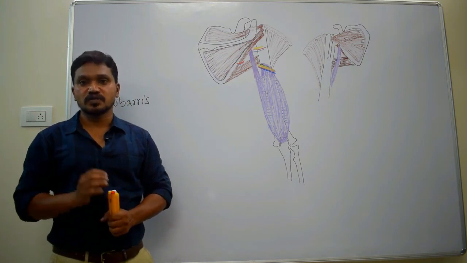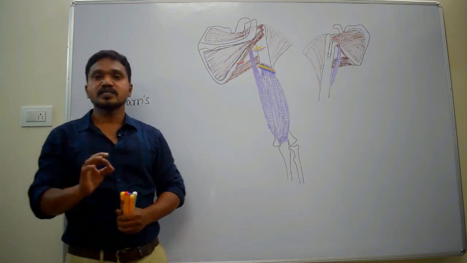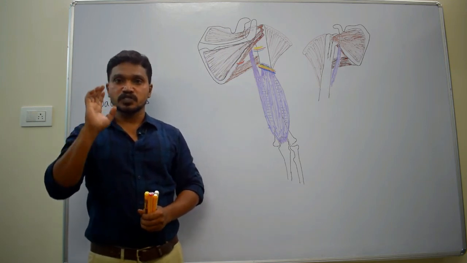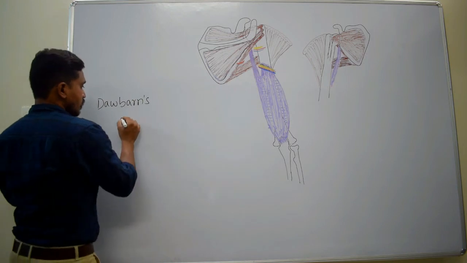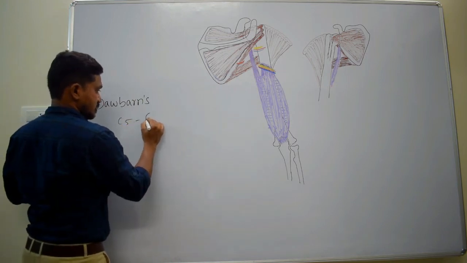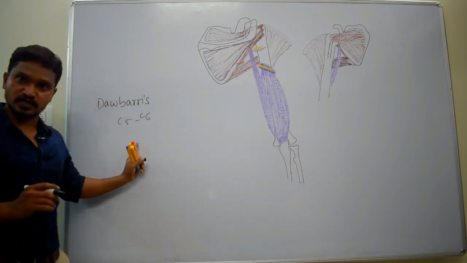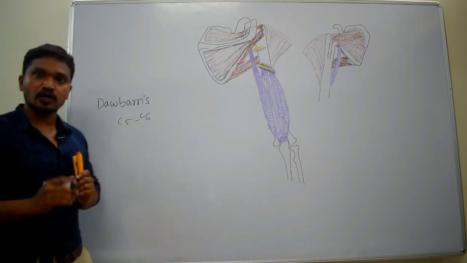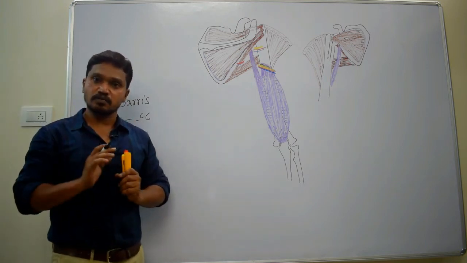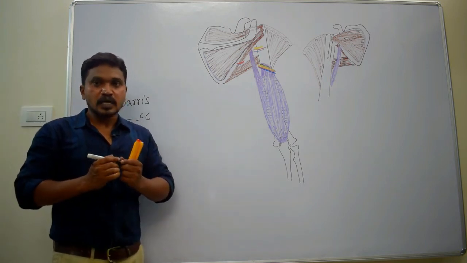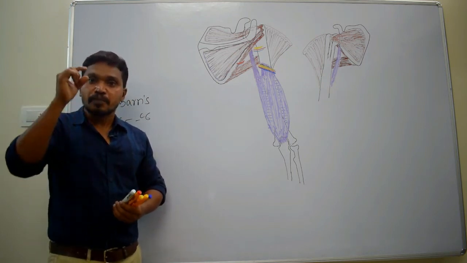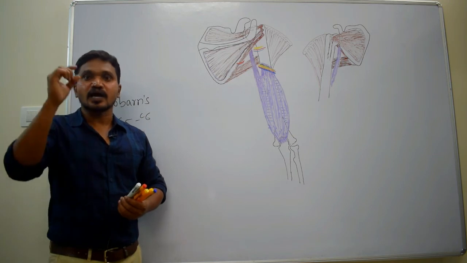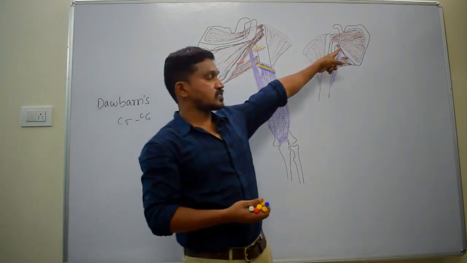Now we will discuss about the axillary nerve. Axillary nerve is branched from the posterior cord of brachial plexus. Root value is C5 and C6. It is present in the lower part of axilla, behind the axillary artery and in front of the subscapularis muscle.